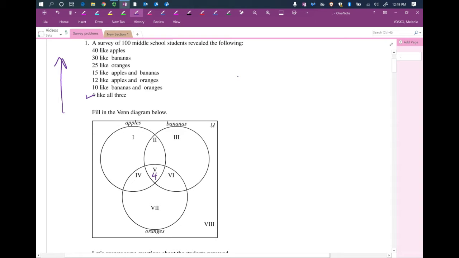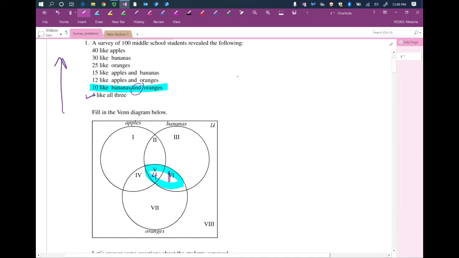So 10 like bananas and oranges. Bananas, we're looking at this circle right here, the banana circle. And then we're also looking at the oranges circle. It says bananas and oranges. What do those two circles have in common? Well, that's what they have in common, right? Those two regions. So let me erase these bigger circles. So you can see that 10 like bananas and oranges will be these two regions.